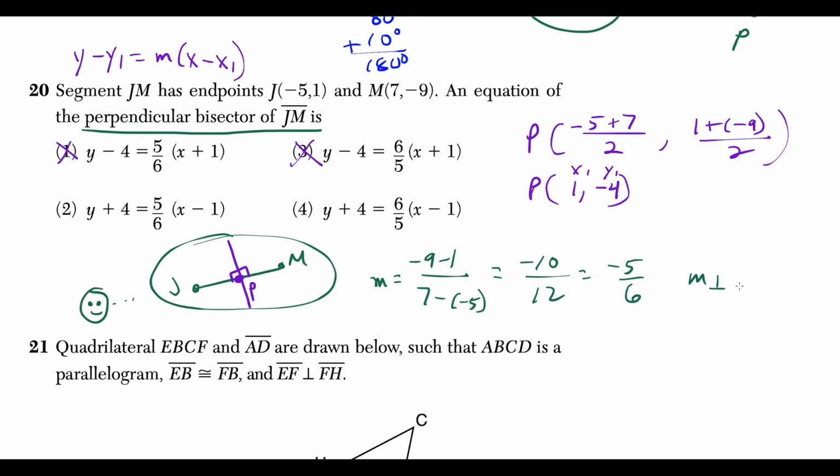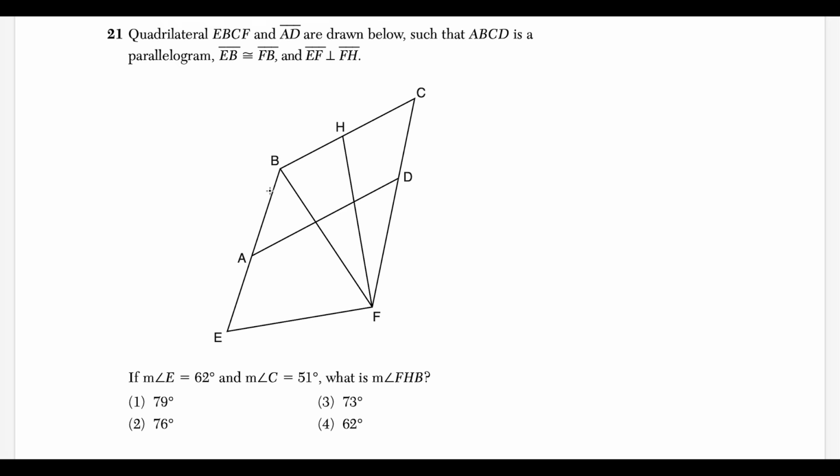So then what would be the slope of the perpendicular line? We take the negative reciprocal of this. So if it's negative, we change it to positive, and then we flip this to 6 over 5. So that's the last piece of the puzzle here. We're looking for the line with the slope of 6 over 5, and that's going to match up here with choice 4. Question 21, we have this wacky diagram here.